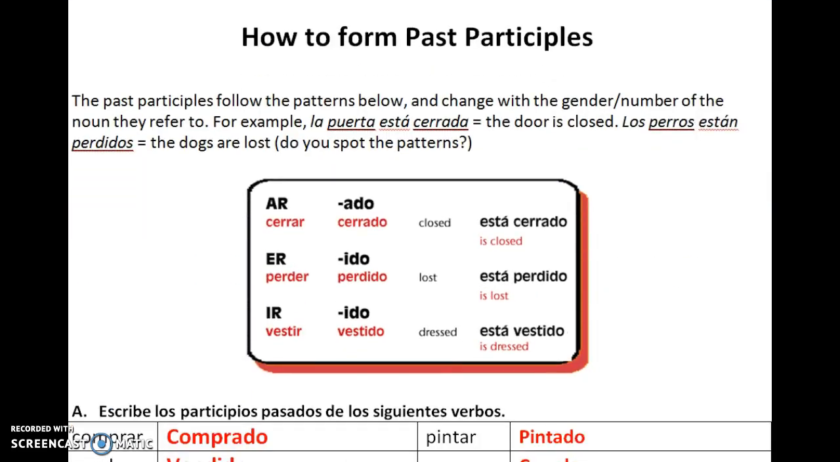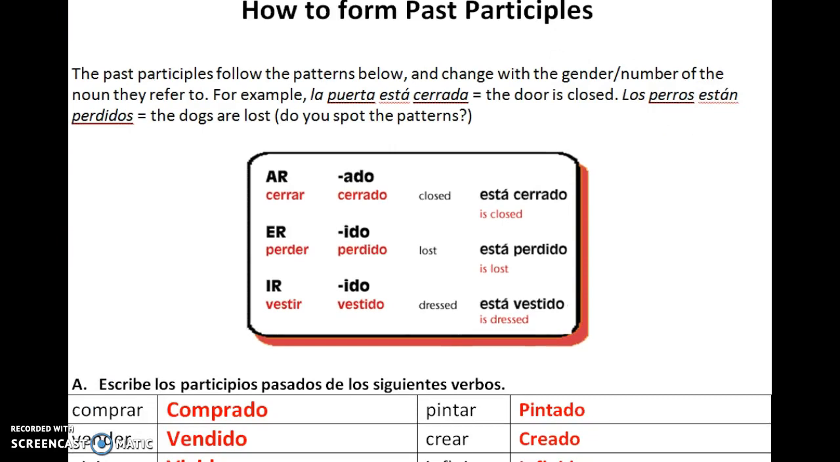How do you form the past participle? It's actually very simple. The past participles follow the patterns below, and they change with the gender and the number of the noun that they refer to. So, just like we said, la puerta está cerrada, the cerrada becomes feminine with an A at the end, and los perros están perdidos, the perdidos becomes OS at the end to match with perros. But basically what you're doing is you're taking an AR verb like cerrar and adding ado to the end of it. Cerrar, cerrado. An ER verb like perder becomes perdido with IDO at the end, perdido.